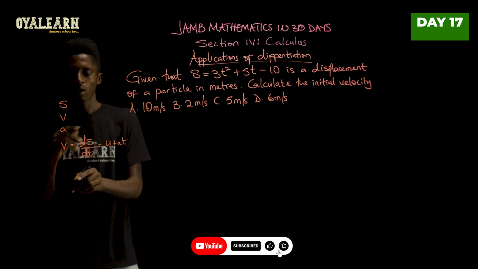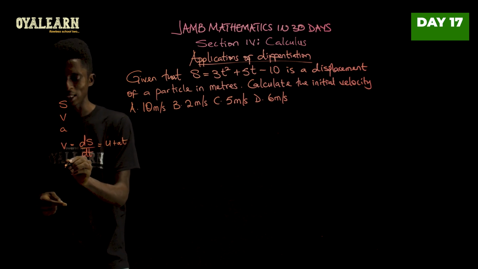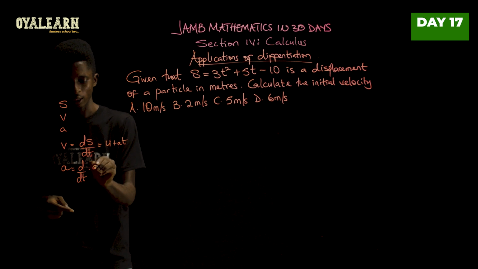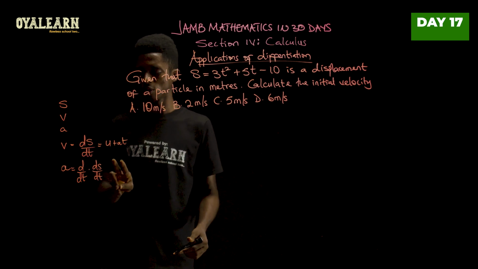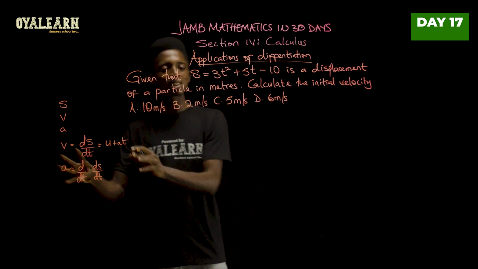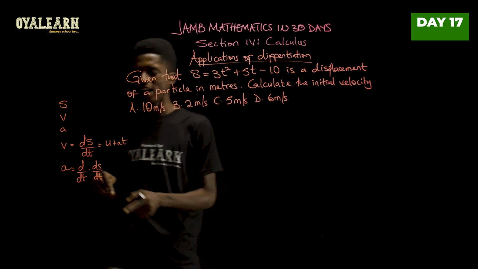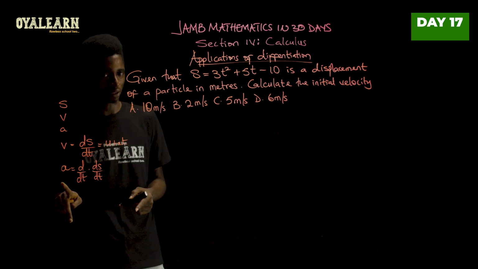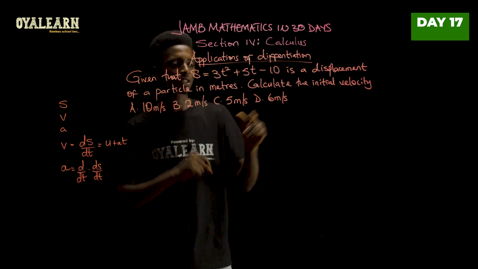And then when you're looking for acceleration, it will be the second derivative. That is, acceleration will be d/dt of ds/dt. So the second derivative is where you get acceleration. I'm just putting this out there in case you find a question like this, but instead of asking you to find the initial velocity, you are asked to find the acceleration. So you can know what to do when you find a question like that. But let's go on to solve this then.